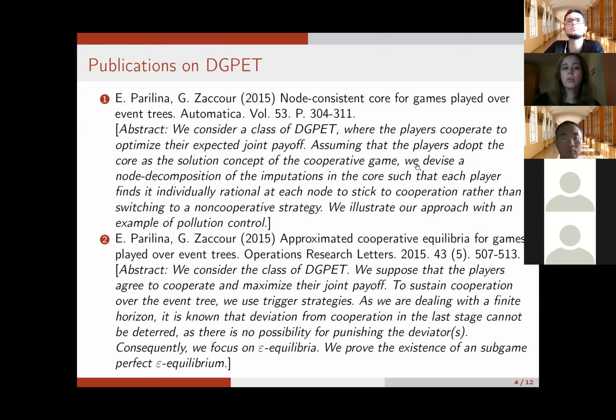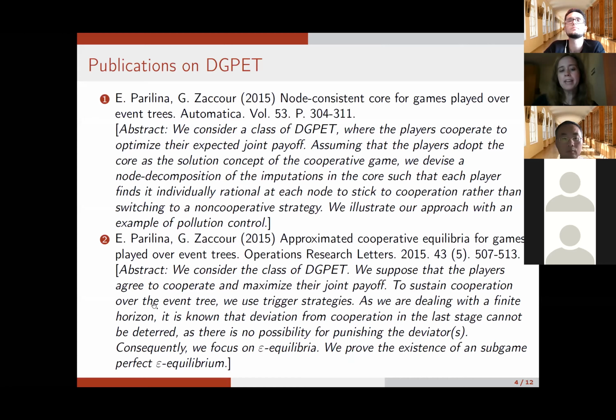So we considered the cooperative version of this game and constructed a core and proposed the node decomposition of the elements from the core, initially proposed by Leon Petrosyan for differential games. And we adopted it for this type of games. And we proposed the conditions for this type of games, how to sustain cooperation, sustain the imputations from the core, and illustrate the results on an example of pollution control.